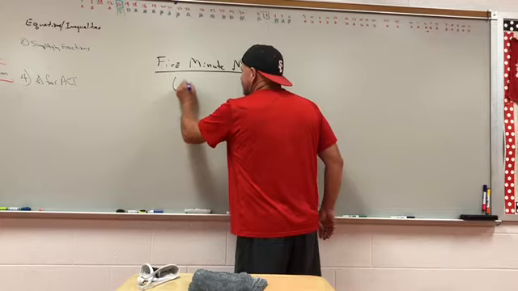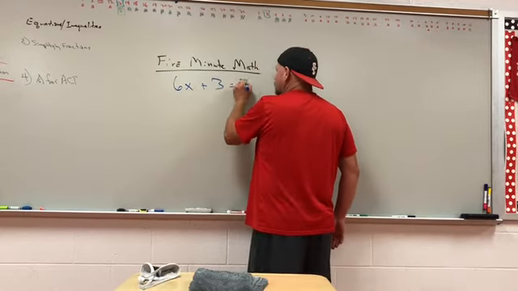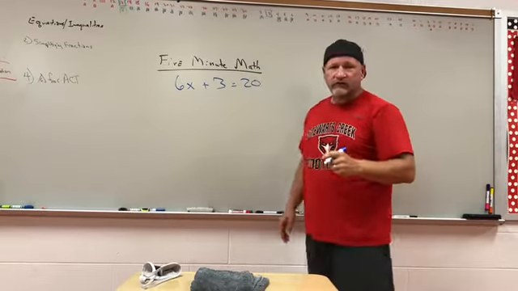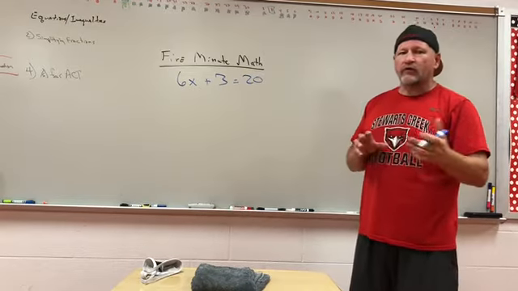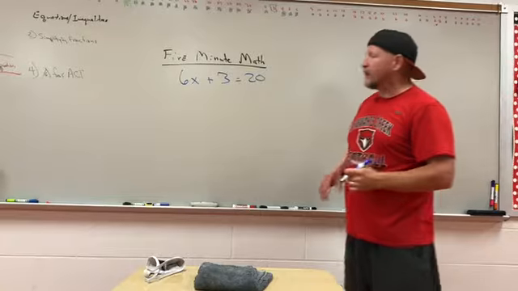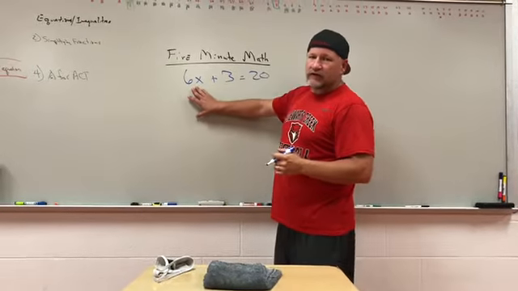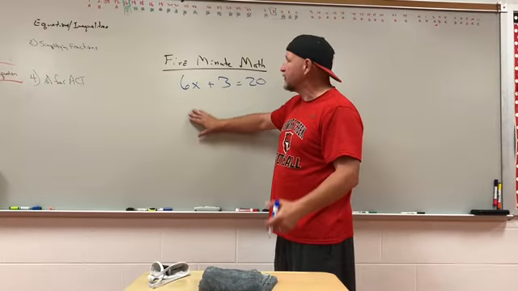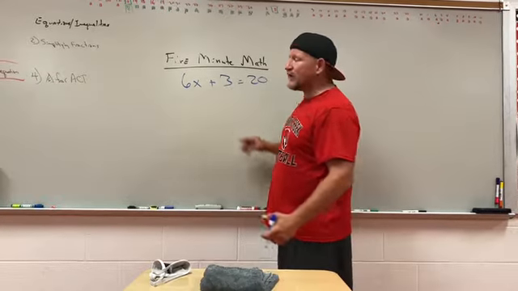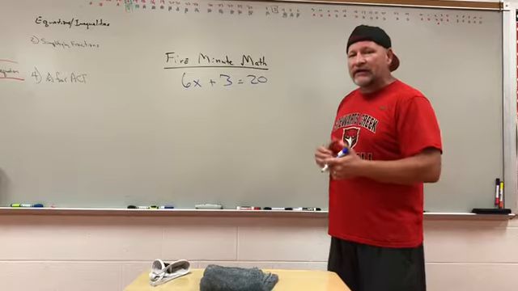So I've got 6x plus 3 equals 20. Okay, 6x plus 3 equals 20. Now, remember, get the variable by itself, and we're going to go back and forth with inverse operations. So the 6 is connected to the variable. It's the coefficient of the variable, which means it's multiplied by the variable. The plus 3 is on the same side of the equal sign, so we need to get rid of that.